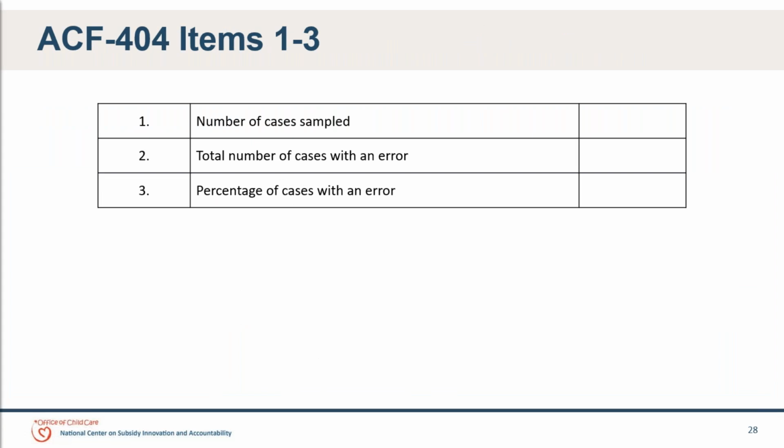So over the next few slides, I'm going to, again, walk through the items on the 404 one by one, and I'll share with you some hypothetical numbers to illustrate how these items might look. And I'm also going to give a few pointers on entering these items into the OLDC, since some are automatically calculated. So the first item is number of cases sampled, and this is set at 276.